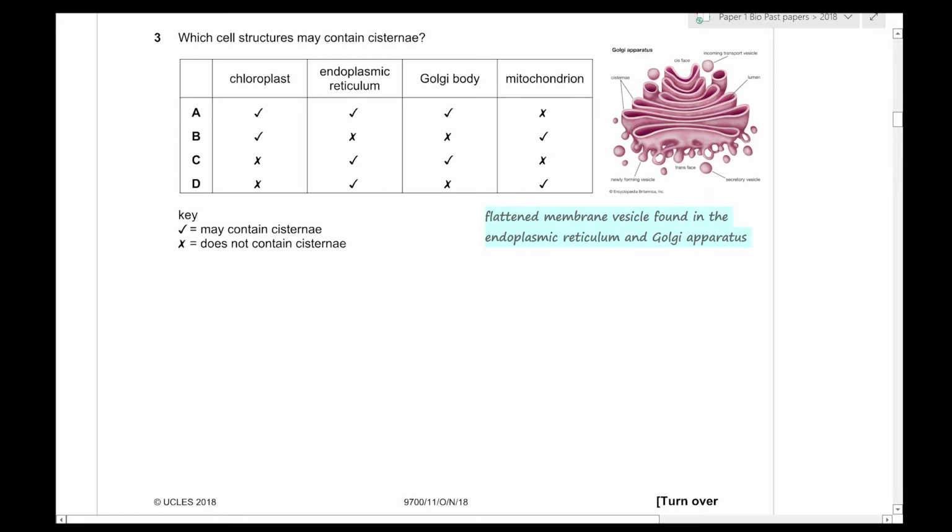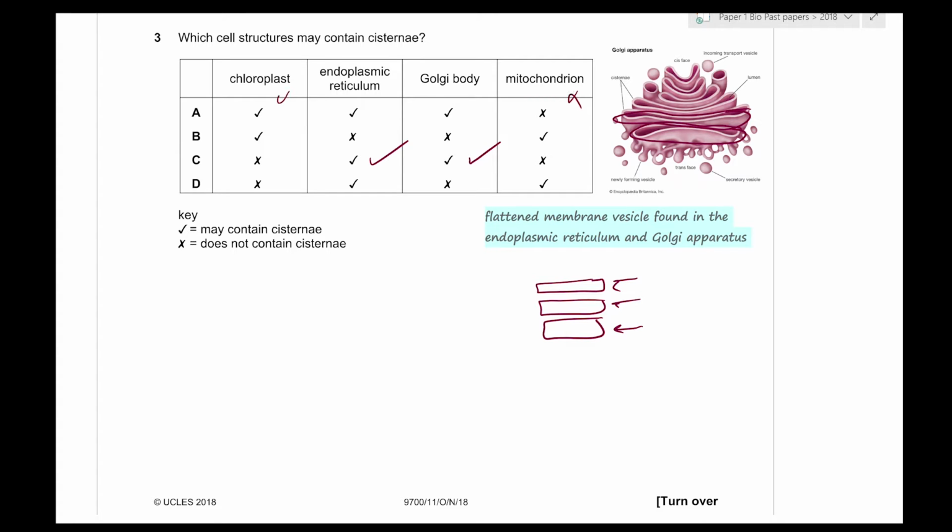3. Which cell structures may contain cisterna? Now, cisterna are flattened membrane vesicles found in endoplasmic reticulum and Golgi apparatus. Basically, these are each individual vesicle. These are the stacks which form the smooth endoplasmic reticulum only and the Golgi body. If you don't understand, this is what a stack of coins looks like, and each single one of those is the cisterna. Now, as we said, they are only found in endoplasmic reticulum because they're flattened stacks, and Golgi body, not in the chloroplast or mitochondrion. Therefore, the correct answer must be C.